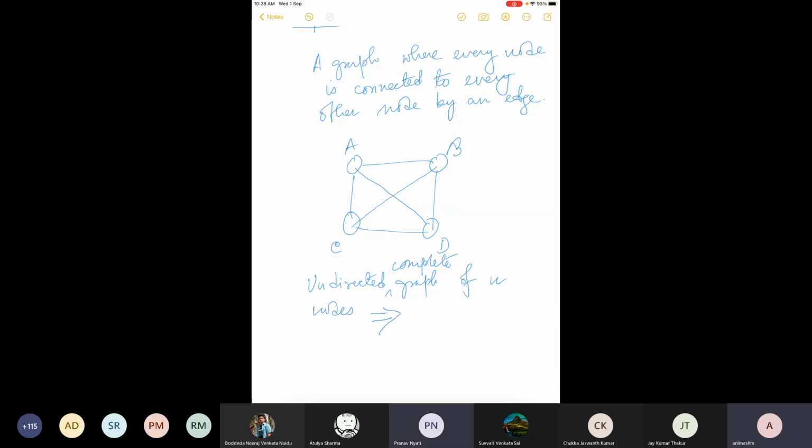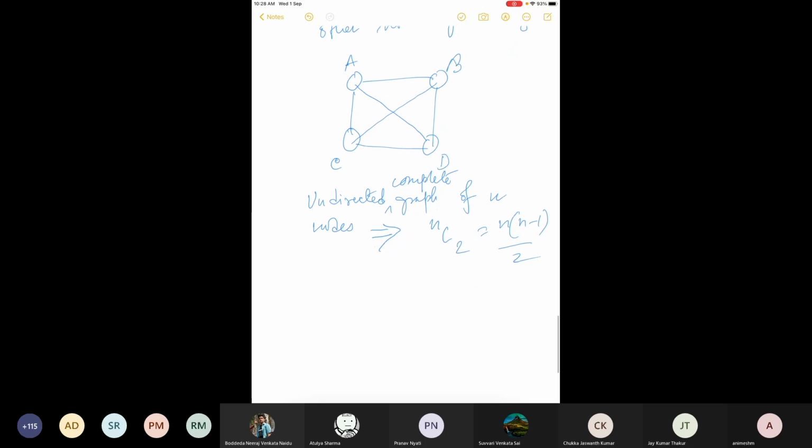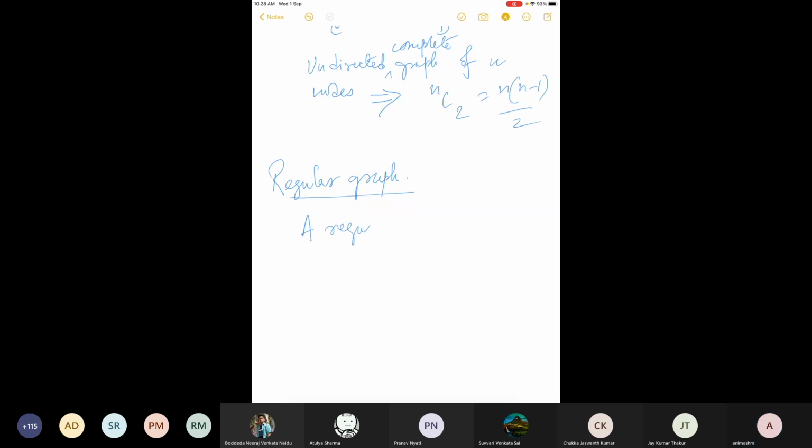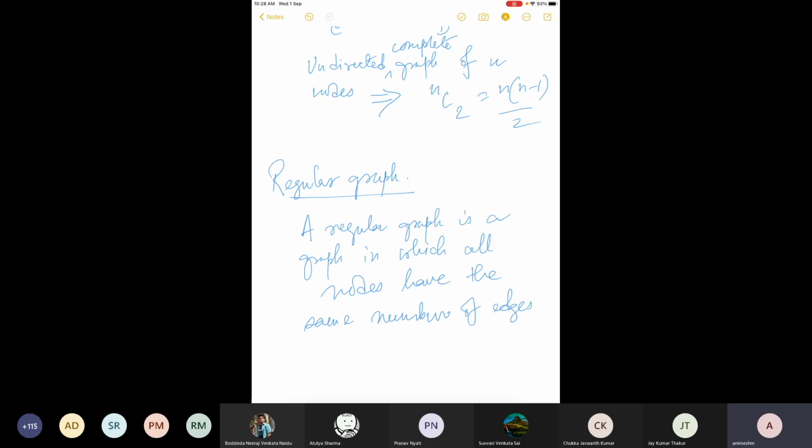N choose 2. NC2. Next is the regular graph. A regular graph is a graph in which all nodes have the same number of edges going out of them.